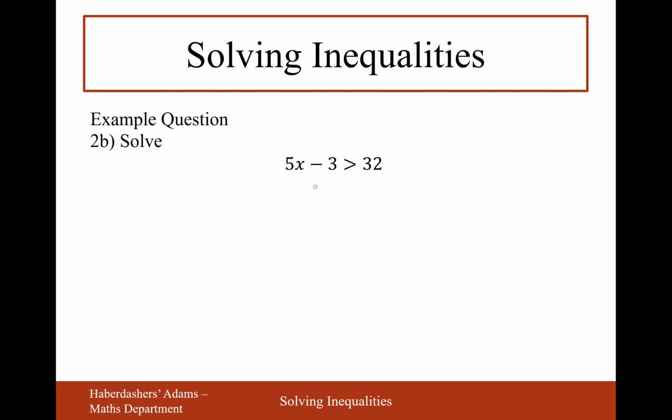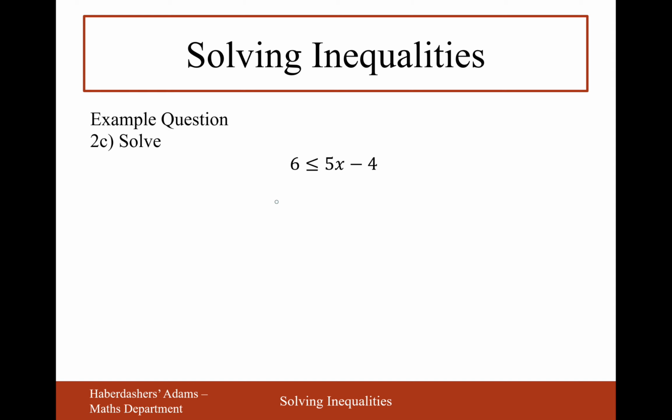Let's move on to the next one. In this case, I would add 3 onto both sides to move the negative onto the other side first. So 5x is greater than 35. And then divide by 5 on both sides. Divide by 5, divide by 5. And I would get x is bigger than 7. Exactly the same stuff as you would do with an equation, just a different symbol in the middle.